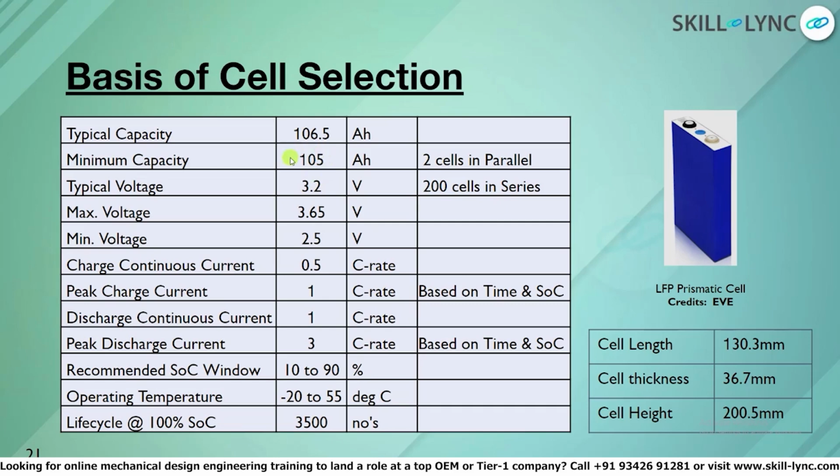So we have chosen the cell, and when we choose the cell, we can also determine what is its voltage, what is its maximum voltage, what is its minimum voltage. So basically this is a cell specification sheet which we have figured out, and from this cell specification we need to match what the battery pack specifications are. Now if we see a typical voltage of 3.2 volts, we can see that if we put 200 cells in series, it would match what our battery pack requirement is, which is 630 to 640 volts.